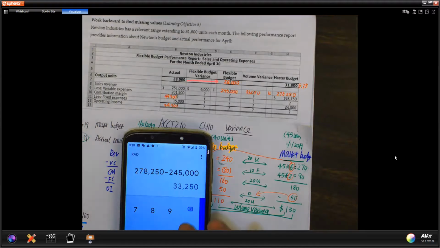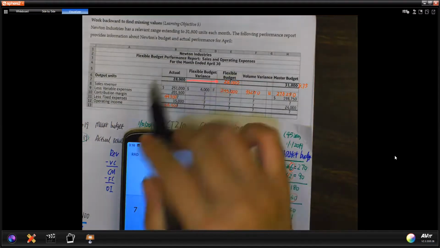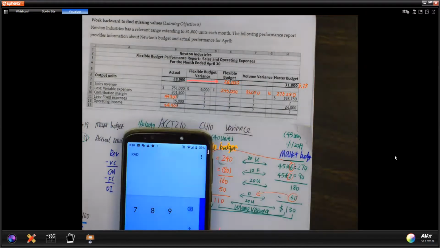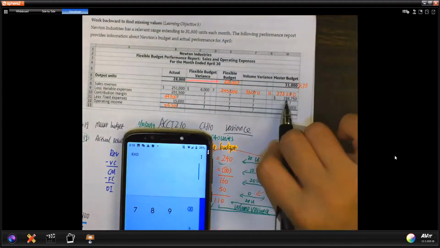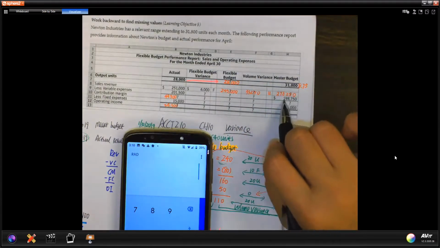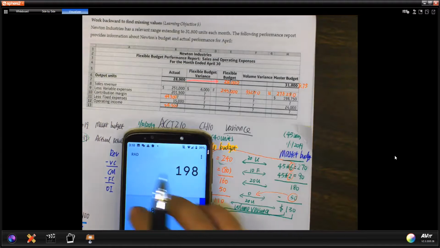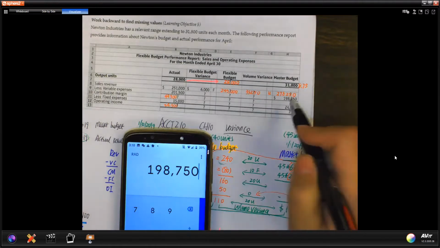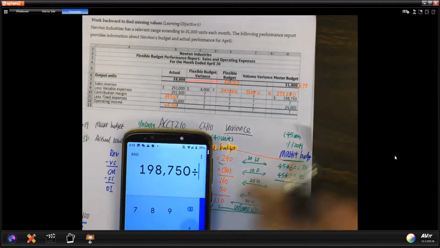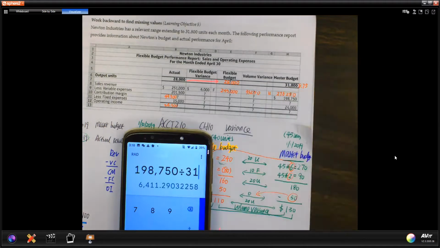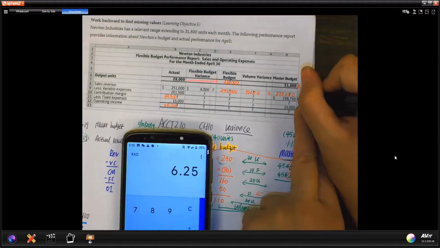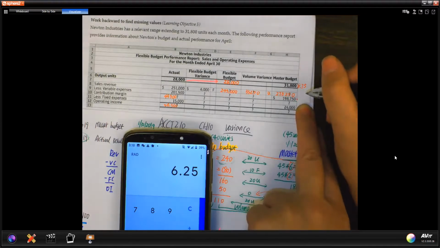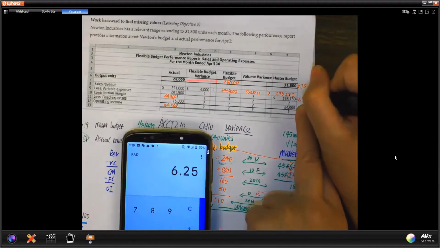Okay, second part, then we keep doing this for the variable expense. Let's see what we can get. Your total master budget is 198,750. We got this number based on 31,800 units. So our budgeted variable cost for each one will be 6.25, right?